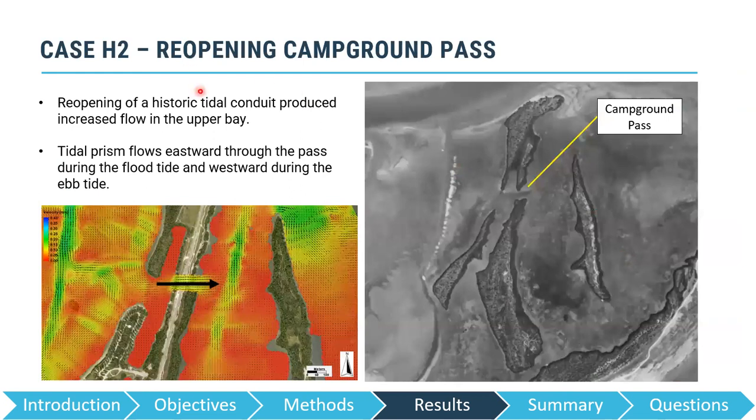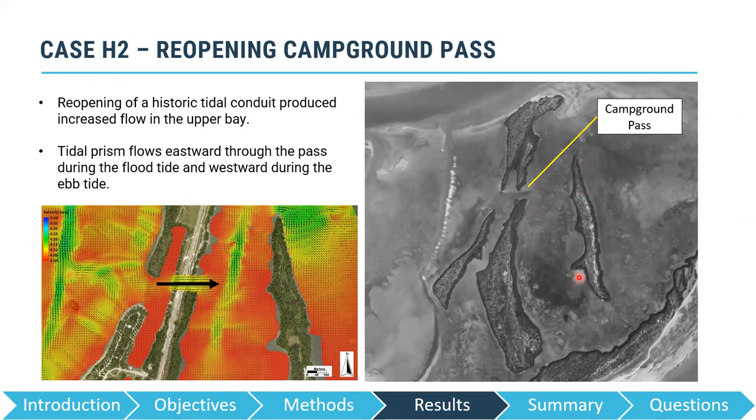Okay, so this is the first hypothetical case I want to discuss. This one's actually quite interesting. In this case, we decided to reopen this historic tidal conduit right up here near the Fort DeSoto campground. It's located right in the middle of the bay. But of course, this opening remains closed to this day, right? If you go out there today, you will not see this opening. But we thought it would be an interesting thought experiment to open this up to see how that would affect the flow patterns.